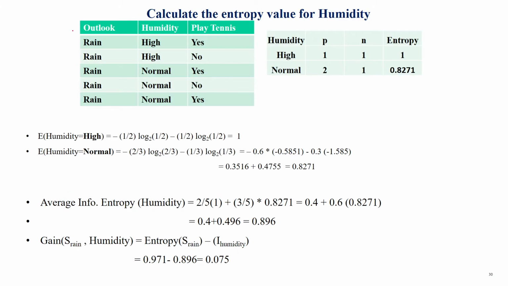Likewise, when outlook equal to rain, we check the humidity attribute. When outlook equal to rain and humidity is high, there is a possibility of playing tennis. When rainy and humidity is normal, there is no possibility of playing tennis. Here we have three positive samples and two negative samples. Based on that, when outlook is rainy and humidity is high, entropy is 1.